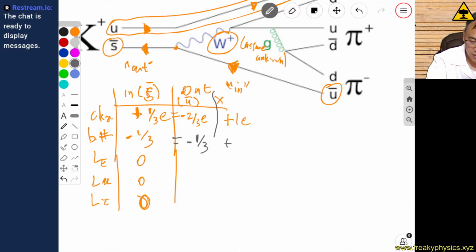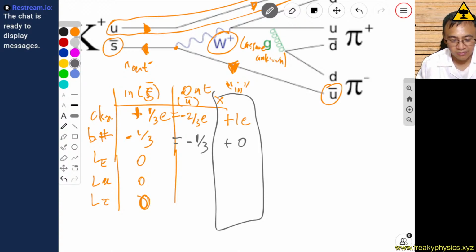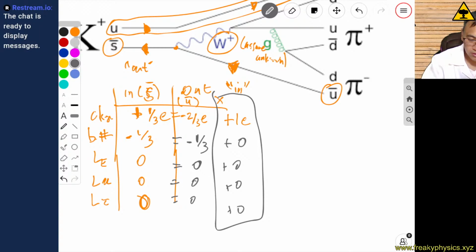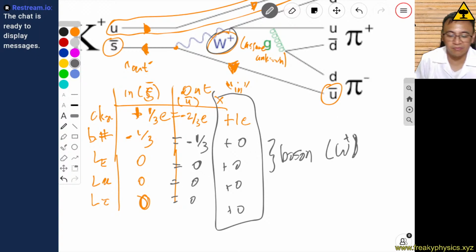This means therefore that the X, and I'm going to put the X in its own little box here, is going to be 0 for baryon number. Now, same thing here. Lepton numbers would be 0, 0 here. This means it's going to be 0, 0, 0. So there are only a few particles that have a charge of 1e, and there's only one particle that would have a baryon and lepton numbers all equal to 0. This means that this has to be a boson. And the only boson that would do this is the W plus. That's why we write here W plus.